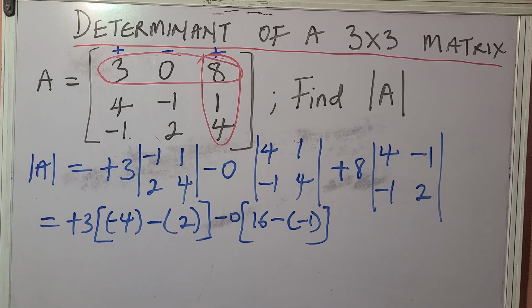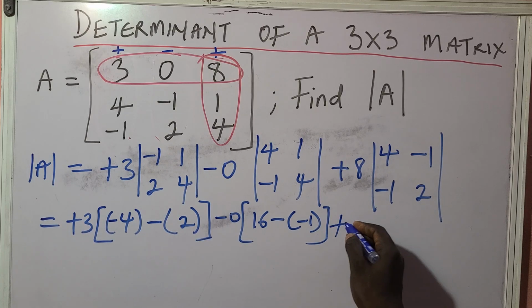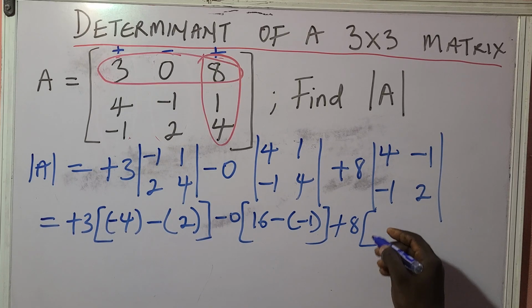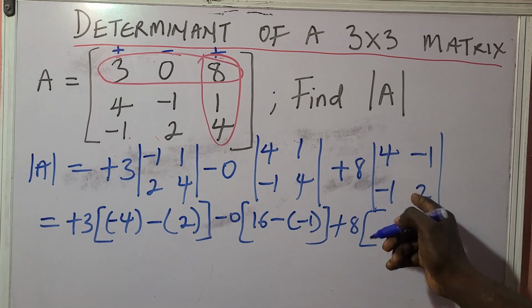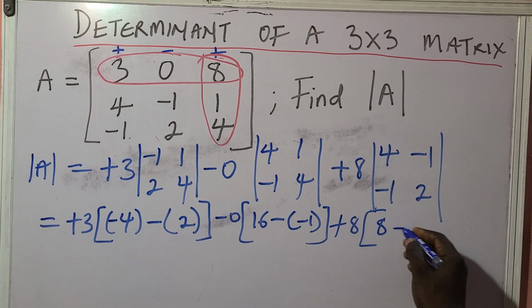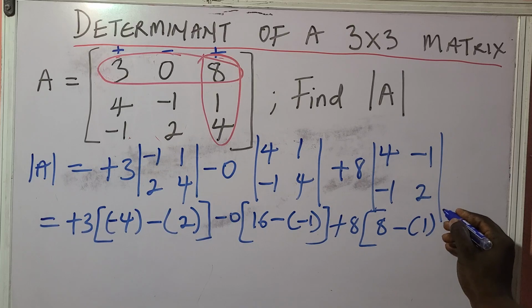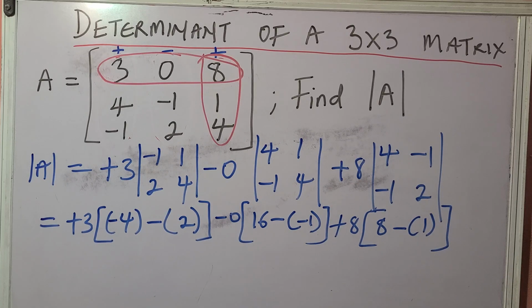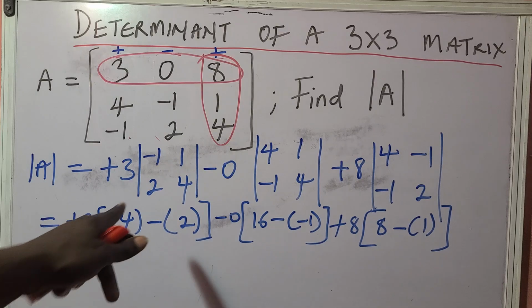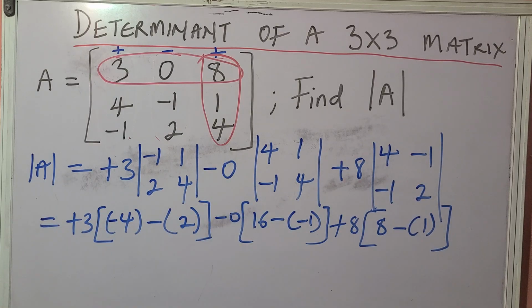Then the last place there you have plus 8. Then you have 4 times 2. That will be 8. Minus 1 times minus 1. That will be 1. So this is what we have. We've been able to resolve our determinant for the 3 different matrices.